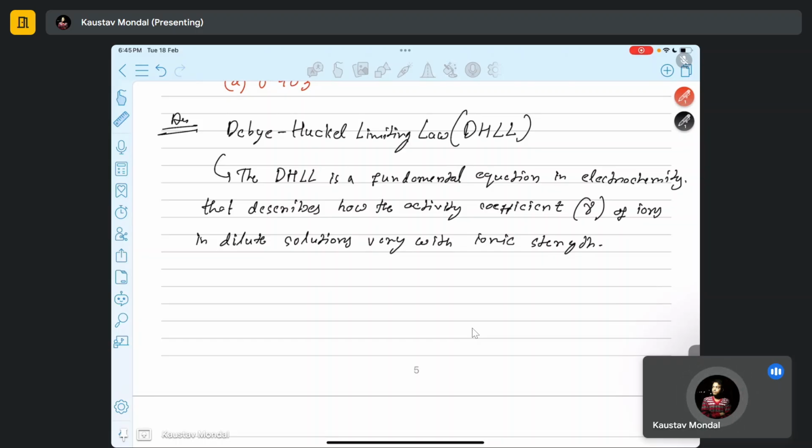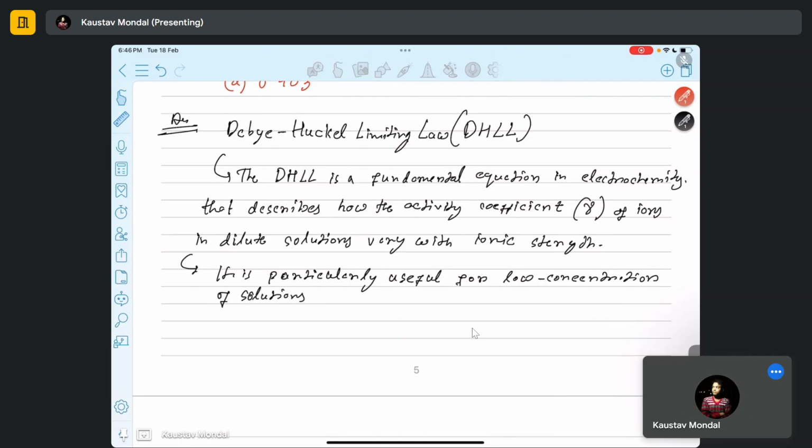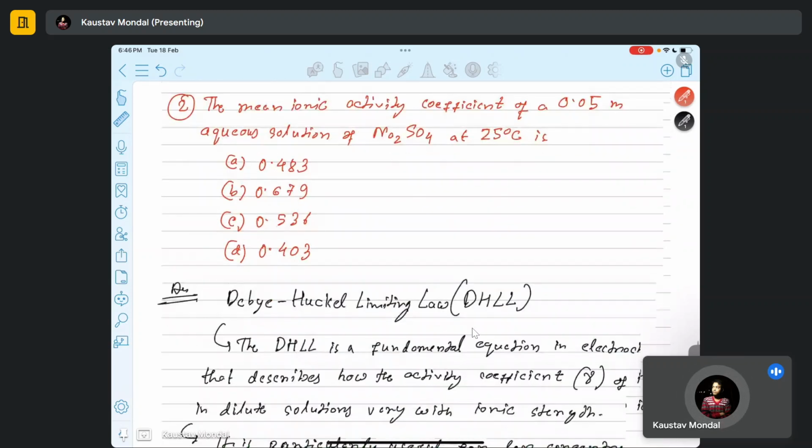And one more important assumption that this law holds is that it is particularly useful for low concentration of solutions. That means I should be less than 0.1 m. So this is basically the Debye-Huckel limiting law.